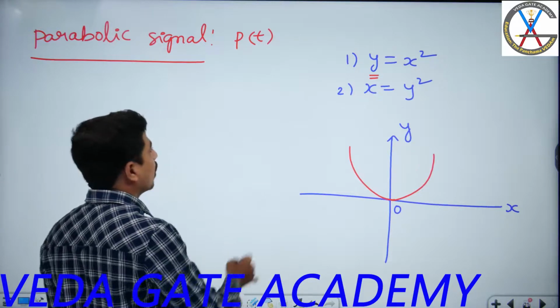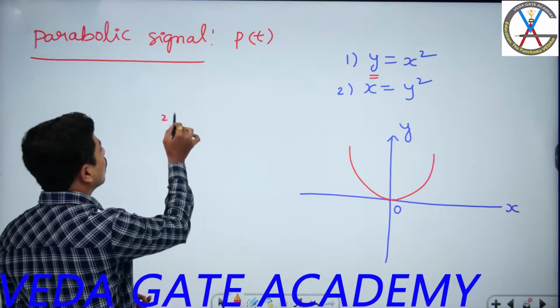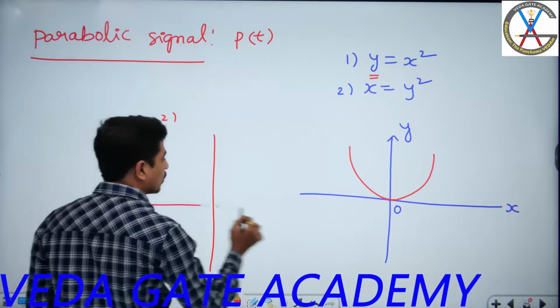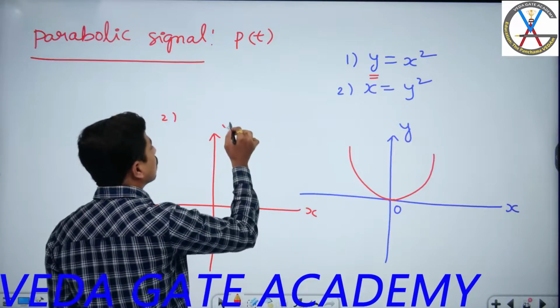X is equal to y square parabola. Let me draw the second one here. X is equal to y square parabola. Yes, this is x, this is y.